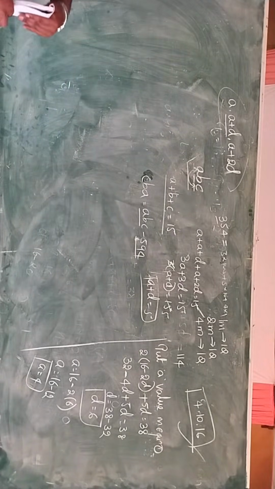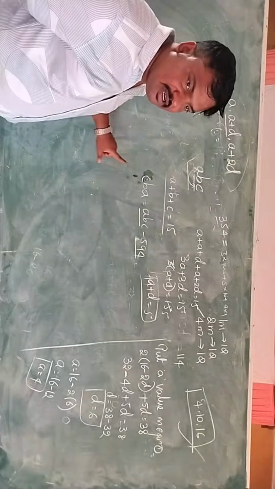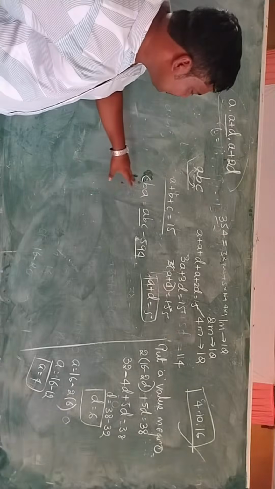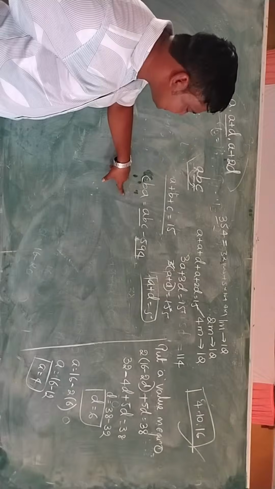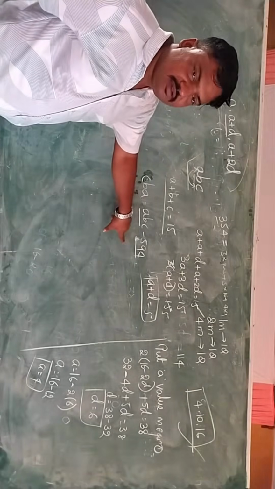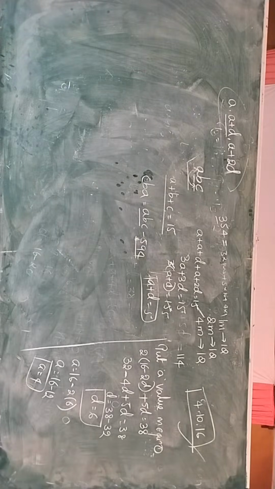And CBA is the same: 100 into A plus 2D, plus 10 into A plus D, which we already got as 5, plus A, is equal to the expanded ABC minus 594. Then you will get the answer. Very simple. Do not get confused. Do it fast.